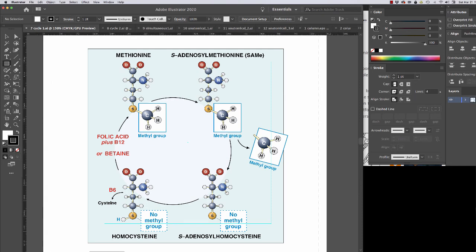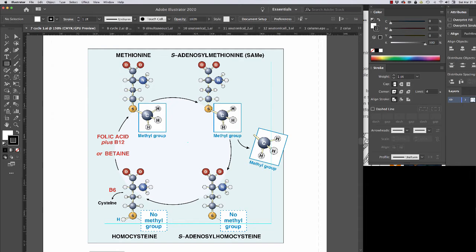Obviously, there are a lot of biological processes that don't just have a simple beginning and end. They don't just start from the left and proceed to the right or top to bottom. There are many biological processes that are cyclical in nature, things like the Krebs cycle or citric acid cycle in metabolism. This is a simple molecular cycle. It's the role of folic acid in the production and metabolism of methionine, one of the amino acids.